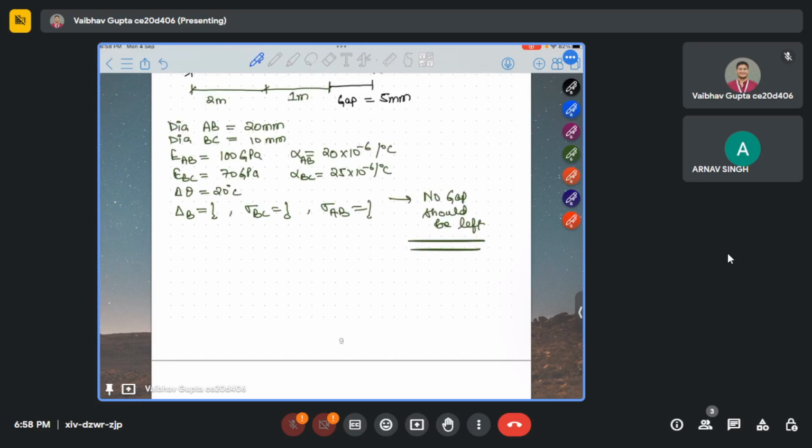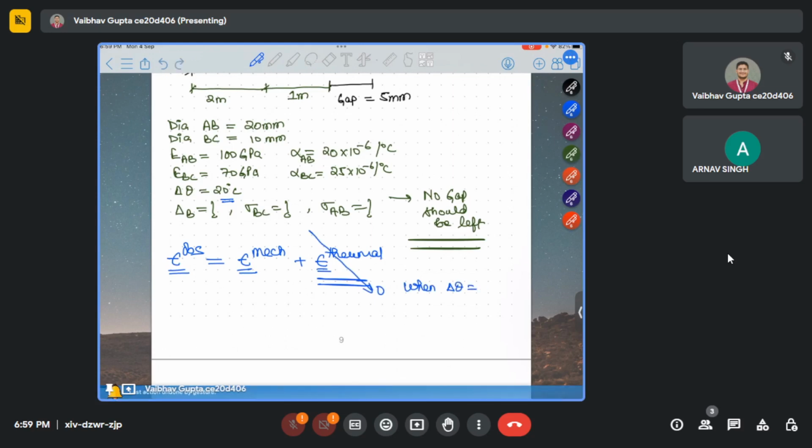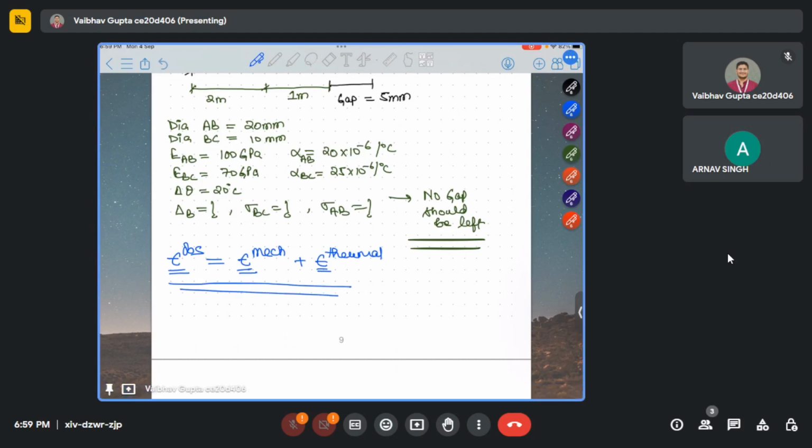Now what we have studied so far is that epsilon observed will be equal to epsilon mechanical plus epsilon thermal. Here epsilon thermal will be in the picture because delta theta has been given. Wherever delta theta has not been given, this comes out to be 0 since delta theta is equal to 0. Got it? So for this case, this is the formula that we are looking for. Now it is said to find all these things when the gap is closed.